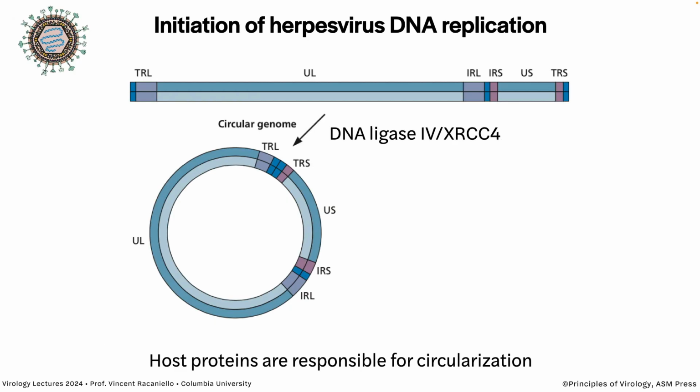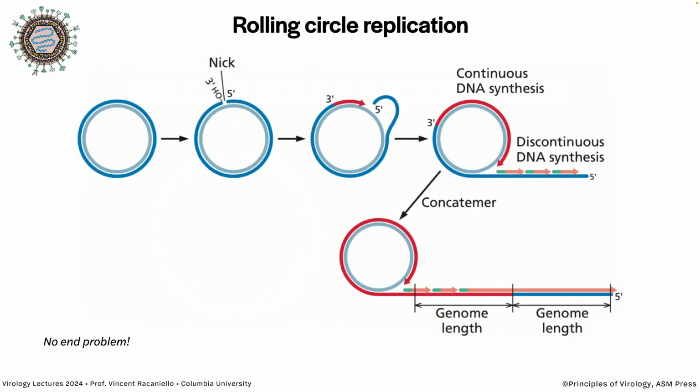So this happens by the DNA coming into the cell as a linear molecule. If you remember, the virus fuses at the plasma membrane, and then the nucleocapsid comes out and moves to the nucleus, docks on the nuclear pore. The DNA comes out of the portal into the nucleus. In the nucleus, it's circularized by a host protein called DNA ligase 4, which takes the two ends and makes a covalent bond. So now we have a circular DNA in the nucleus. And that circular DNA reproduces by rolling circle replication.